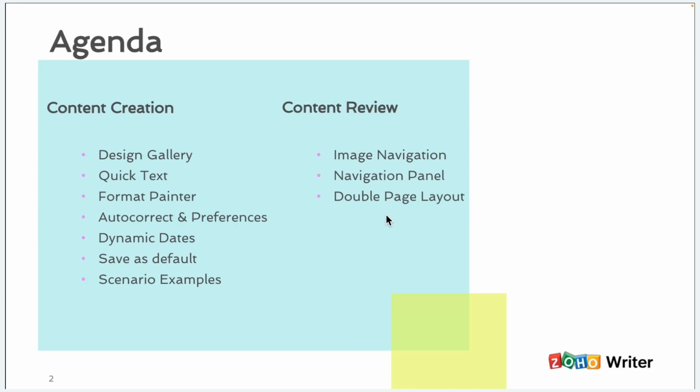With content review, you have the image navigation option where you'll be able to easily breeze through all images within your document or make annotations. And you have the document navigation option where you can reorder or organize your subheadings and headings within a document. And next, you have the double page layout, which you can make use of to compare any number of pages within a document.